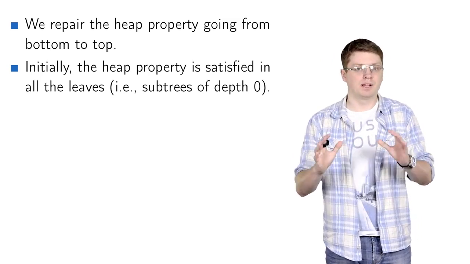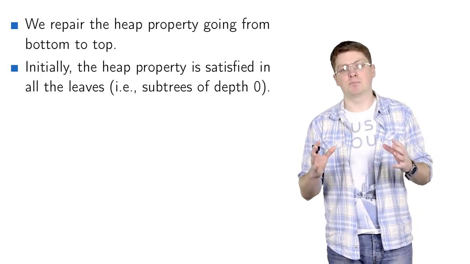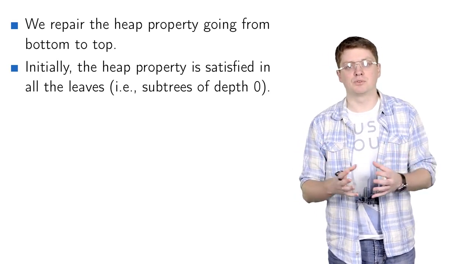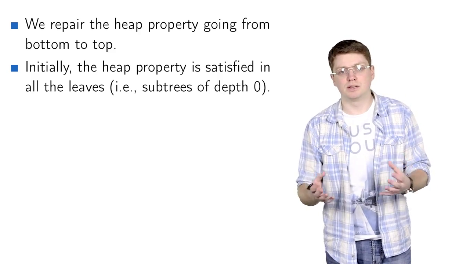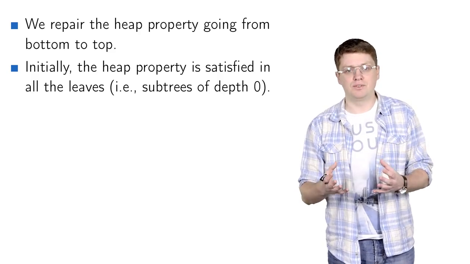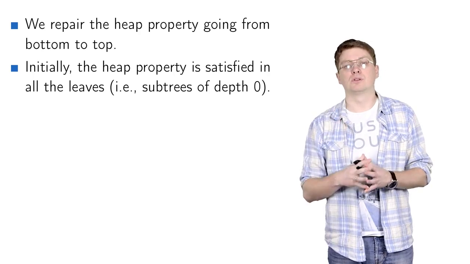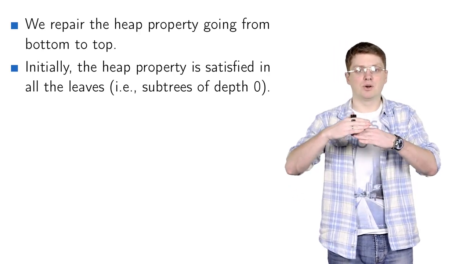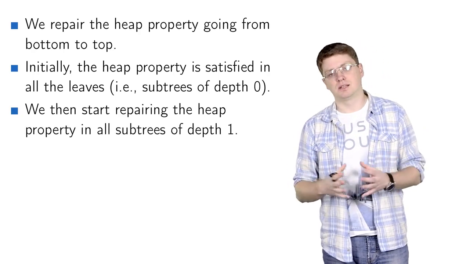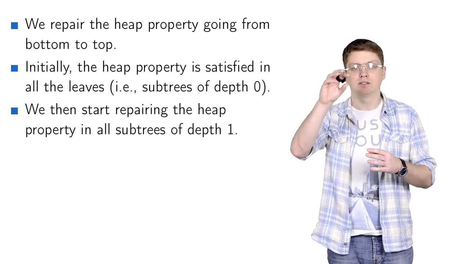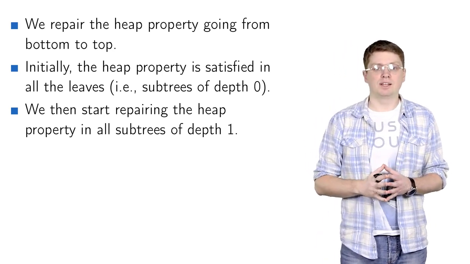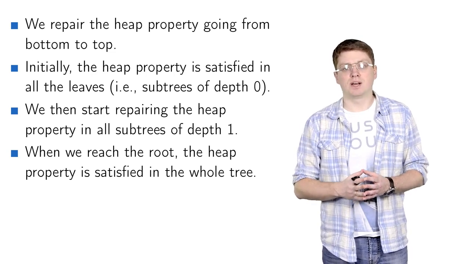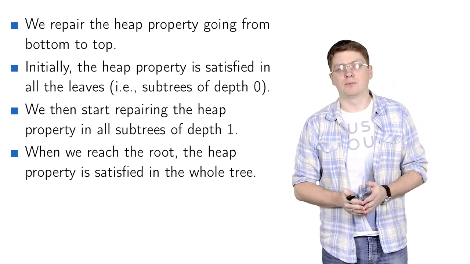Initially, our induction base is that the heap property is satisfied in all subtrees rooted at the leaves, for an obvious reason. Any subtree rooted at a leaf has just one node, so the property cannot be violated, right? Then we gradually go up and fix the heap property by sifting down the current vertex. And finally, when we reach the root, the property is satisfied in the whole tree, right?